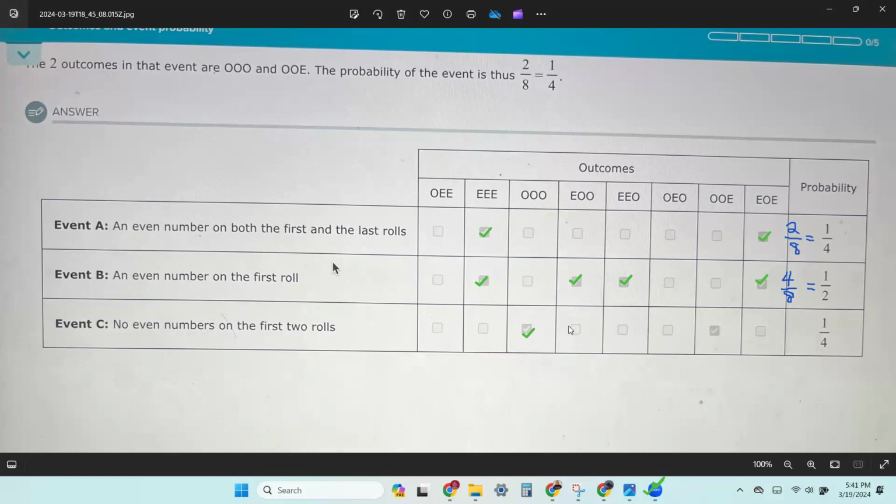This has even on the first one, but not on the second one. What about this one? No, that's even. This is odd, even, so not that one. But here's one that's got odd, because when we say no even, it means odd. And then the last one is even, odd, so not that one. It leaves me with 2, 2 over 8, and that ends up being 1/4.